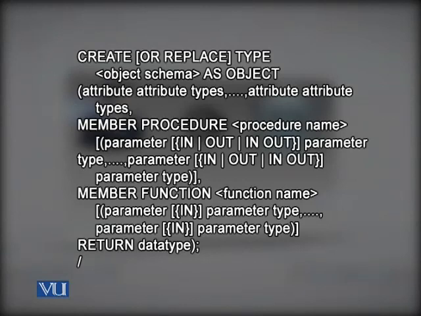So this is the syntax of defining the member procedure or function. As I told you before, while defining the type, you will only give the signature of the member procedure or function. That is, the signature includes the name of the function or procedure, the arguments, parameters, and the types, plus the return type in case of a function. This is only included in the definition of the type.